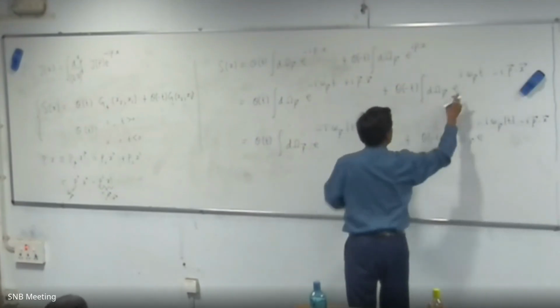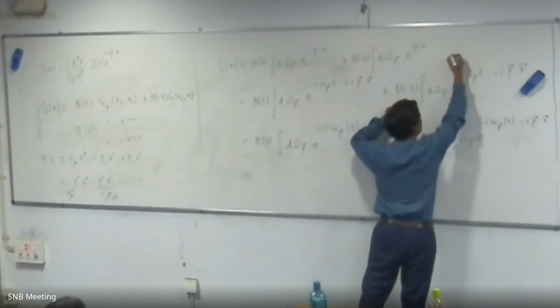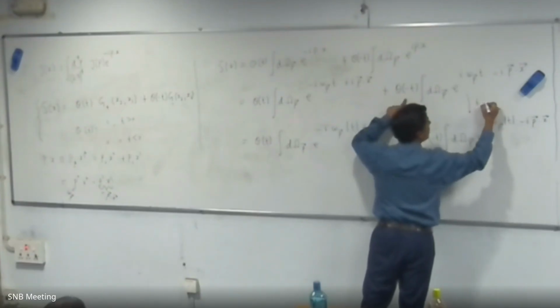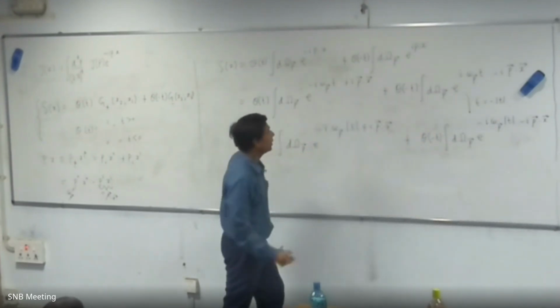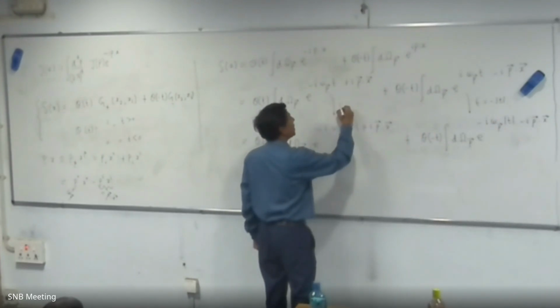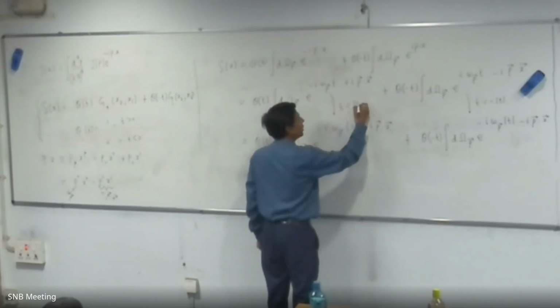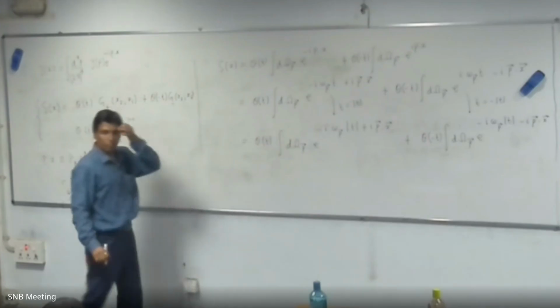So since t is less than 0, in this term I equate t to minus mod t, and in the other term I equate t to mod t because t is greater than 0. Clear?